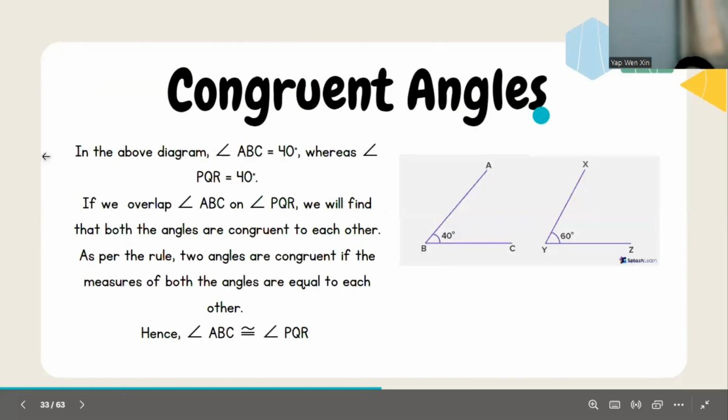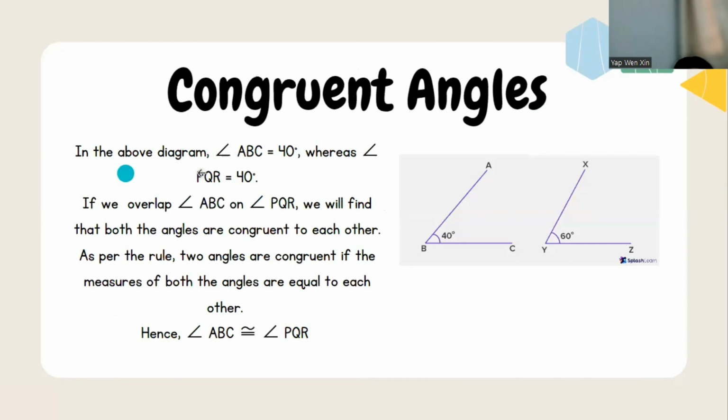Congruent angles. In the above diagram, angle ABC equals 40, whereas angle PQR equals 40. If we overlap angle ABC on angle PQR, we will find that both of the angles are congruent to each other. As per the rule, two angles are congruent if the measures of both angles are equal to each other.